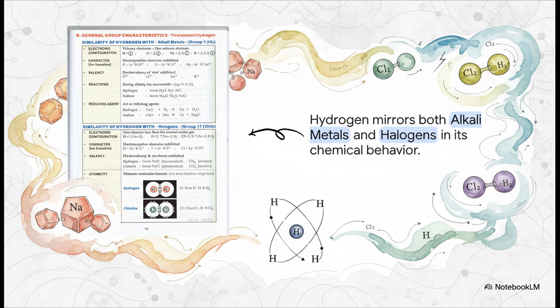Like sodium, which is an alkali metal, hydrogen can be a great reducing agent. But then, just like chlorine, a halogen, it loves to pair up with another hydrogen atom to form a molecule. This is the hard evidence, and it's why the debate is still going on. It really does have a foot in two completely different chemical worlds.